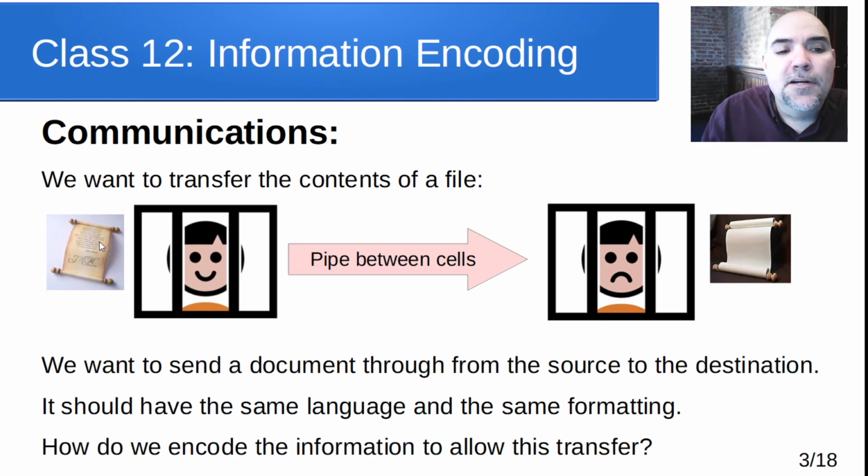To make that a little more concrete, let's look at this example here. We've got two prisoners in these jail cells, and all they have is a pipe that connects between them. They found that they could write letters or symbols on a rock, push it into that pipe, and it would pop out the other end. This guy just got a scroll that pardons him. This guy over here is unhappy because he doesn't have a pardon. He's got a blank scroll right now, and he wants to make a duplicate of that so he can get out too.